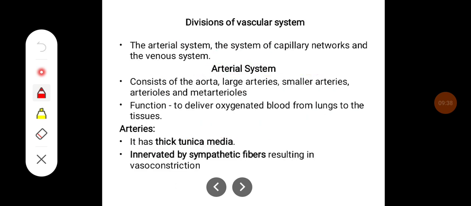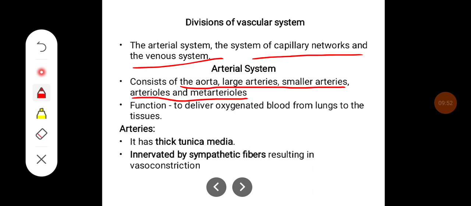Divisions of vascular system. The arterial system, system of capillary network, and the venous system. So it has been divided into three. The arterial system consists of aorta, large arteries, small arteries, arterioles, and metarterioles. The function is to deliver the oxygenated blood from the lungs to the tissues.